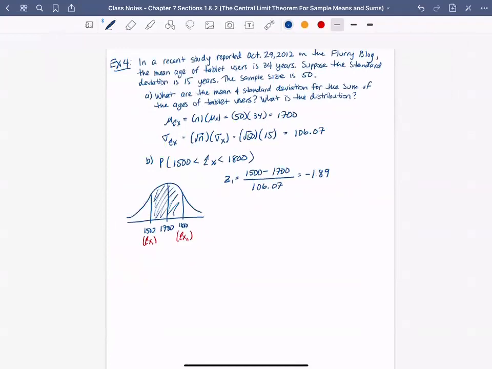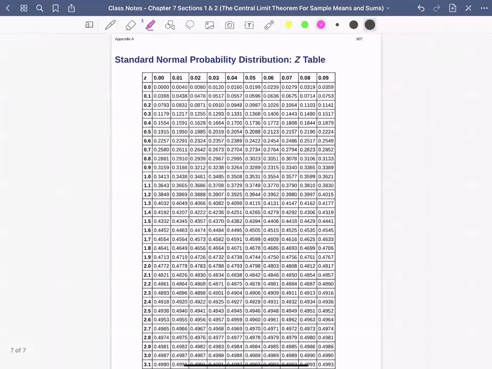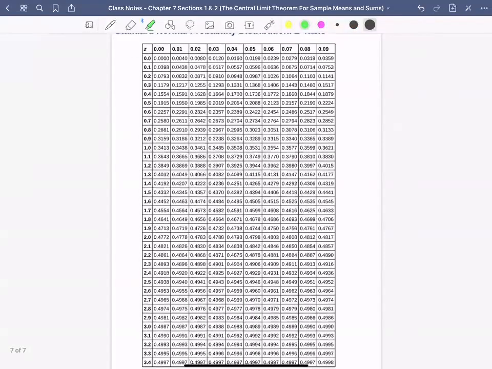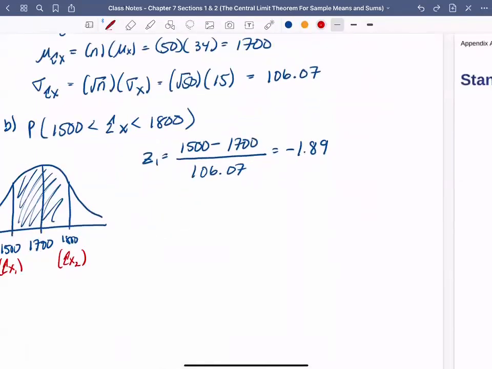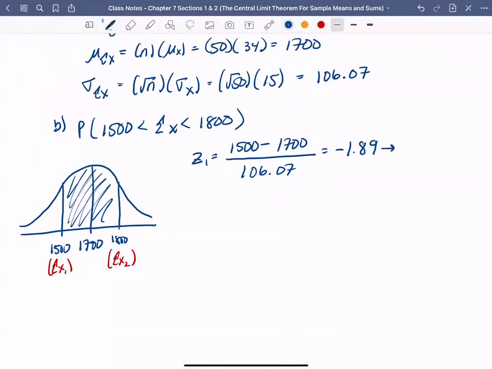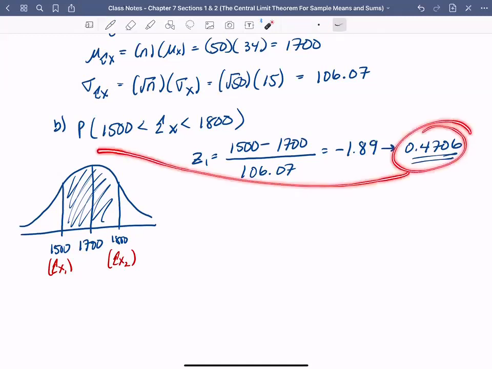So we're going to go to our z table, 1.89. 1.8, and then 0.09 is this last column here. So we're looking at this value right there, 0.4706. That's the probability for right here.